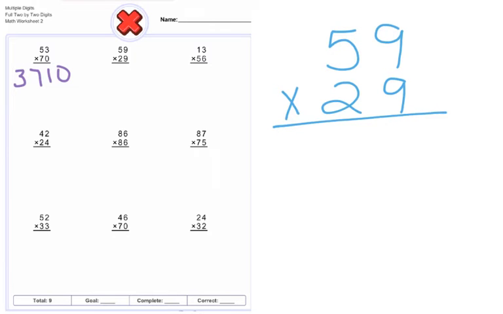Okay, we're going to start on the right side. 9 times 9 is 81. Put down your 1 and carry your 8. 9 times 5 is 45, plus 8 is 53. And then we can move on and put down our placeholder. I always like a 0 with an X in it so that I know it's my placeholder and I don't get confused with a number. And I can go ahead and move to 2. And 2 times 9 is 18. Put down your 8, carry your 1. 2 times 5 is 10, plus 1 is 11.